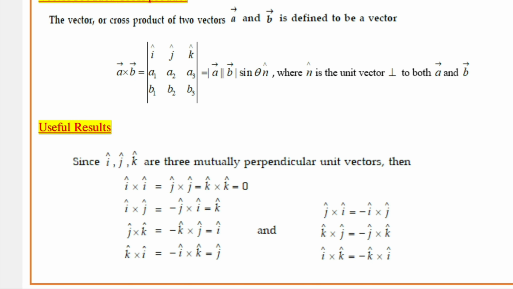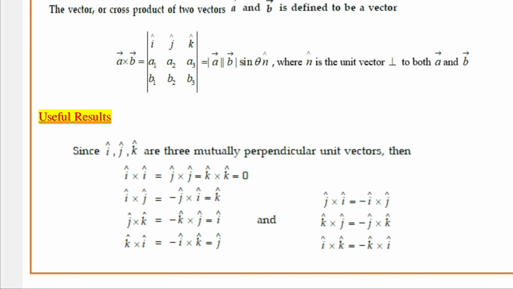So here you just have to remember that i dot i, j dot j, k dot k is 1, and i cross i, j cross j, k cross k is 0. These two things you remember, nothing more.